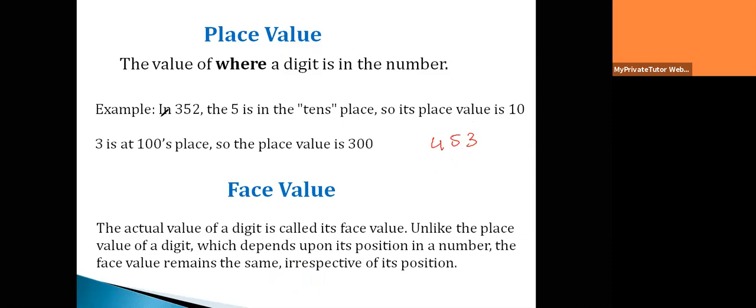For example, in this question, the example here I have taken as 352. You can see that 5 is in the tens place. The place value is 50 here. 3 is at the hundreds place, so the place value would be 300. So I hope everyone understands the place value, and let me tell you what is face value.